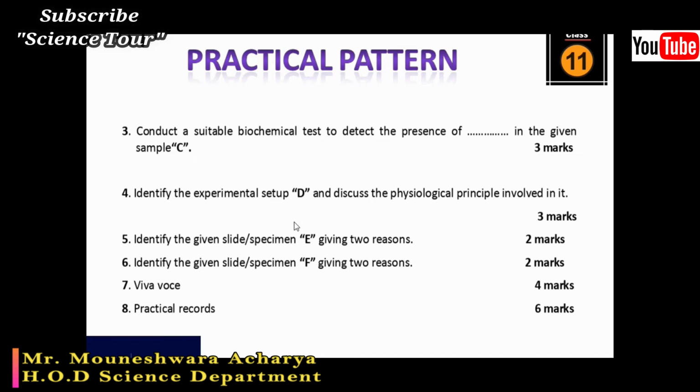Identify the experimental setup D and discuss the physiological principle involved in it. So for identifying the experimental setup you have 1 mark, and to discuss the physiological principle 2 marks, total 3 marks. An experiment from plant physiology setup will be kept. You have to identify and you have to write the principle involved in that.